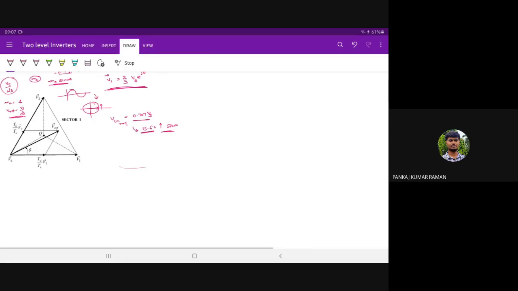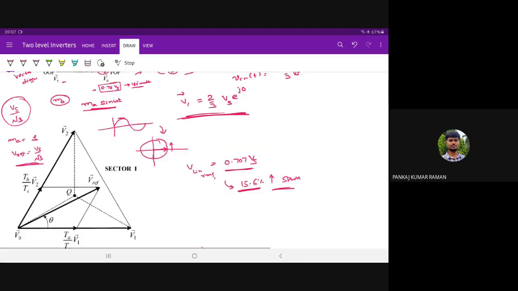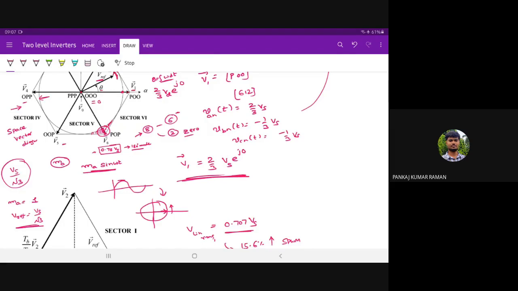Some evening time we will discuss this simulation, how to do the simulation, and how to calculate the TA, TB, and TC, and how to generate the firing signals. Then only you will understand. Otherwise it's difficult.